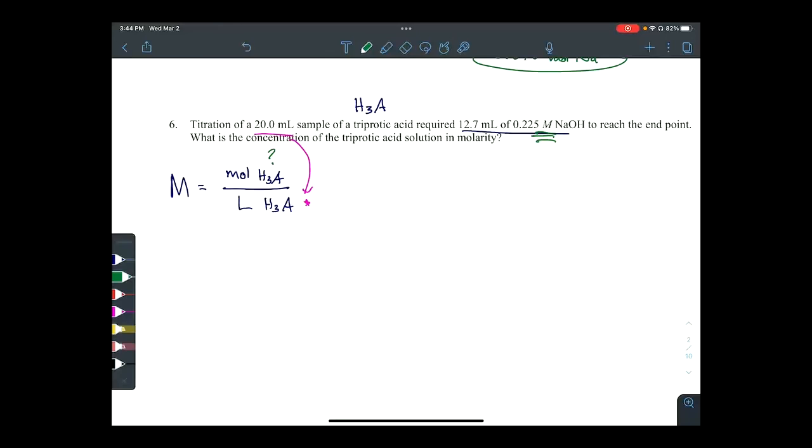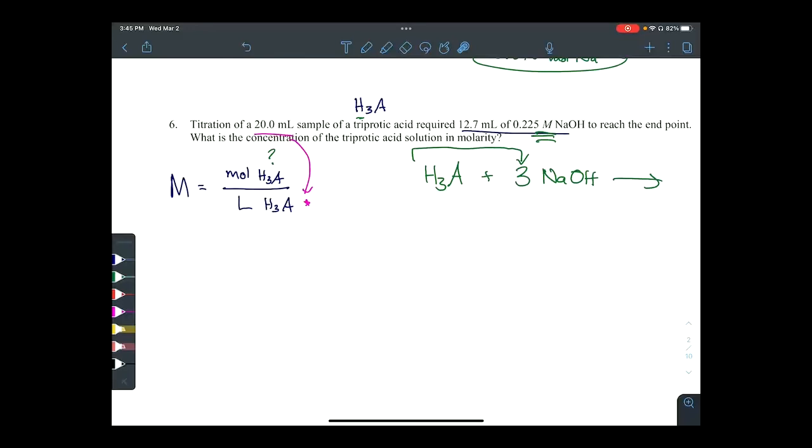We identified how many hydrogens are on a triprotic acid. So based upon that, how many moles of sodium hydroxide are required to neutralize 1 mole of that triprotic acid? 3. So if we balanced it, the equation would be H3A plus 3 sodium hydroxides give us stuff. But we actually don't need to balance the whole thing. It doesn't matter. What we care about is this relationship, that 1 mole of H3A needs 3 moles of sodium hydroxide to neutralize it.